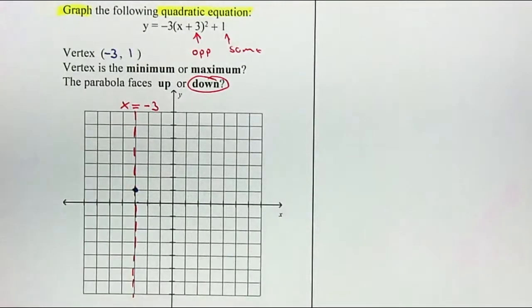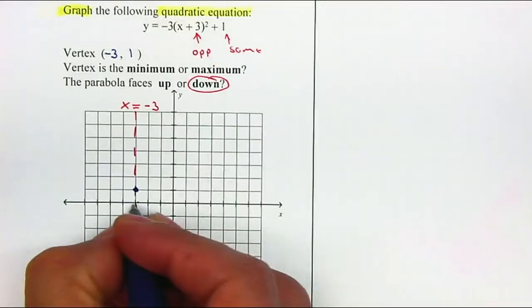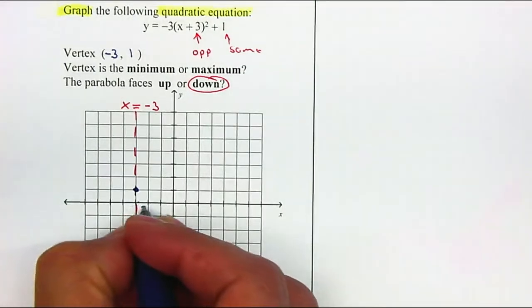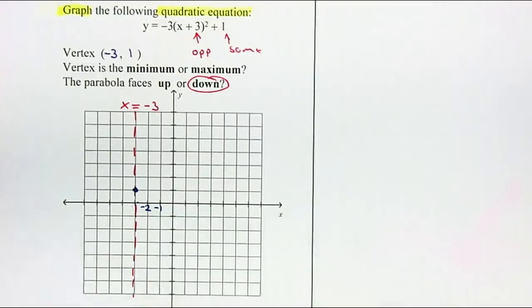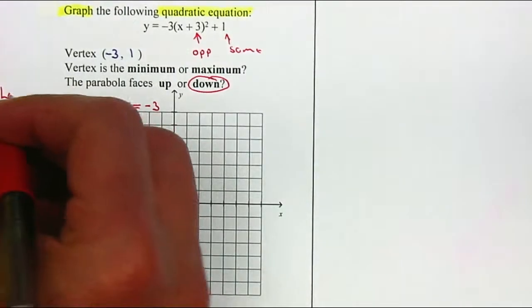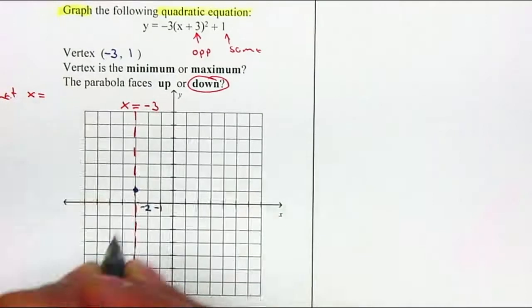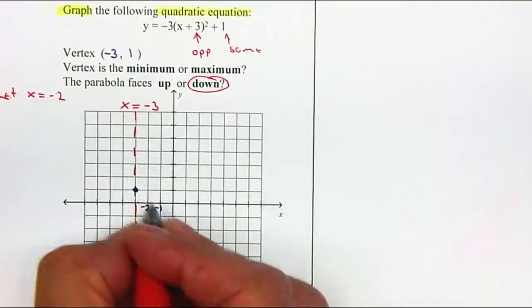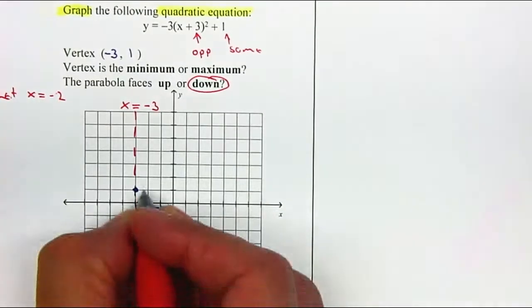I need to find other points for the parabola. You want to go to the right. This is a -3, so I'm plugging in -2, then I'm plugging in -1 into the equation. So let's go and let x is equal to -2. That will give me a point somewhere over here because it's facing down.